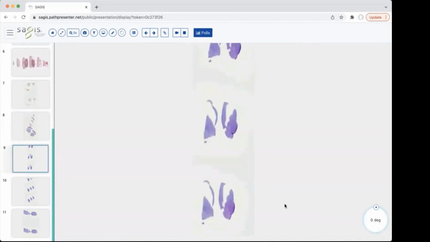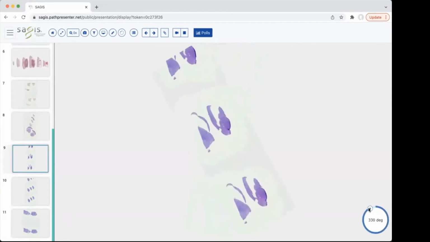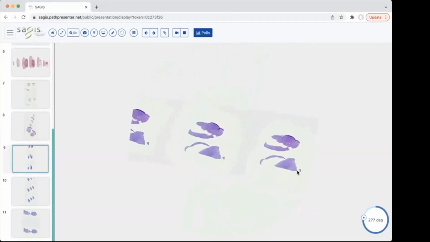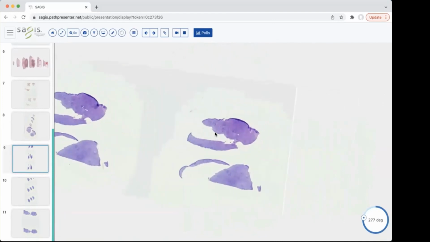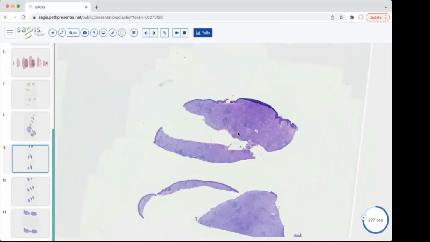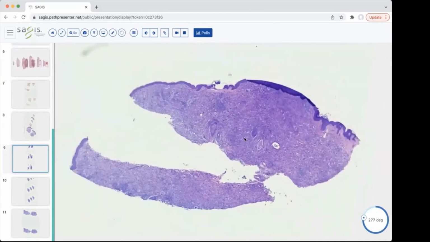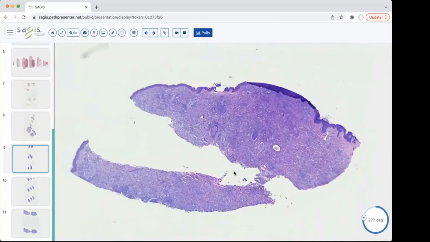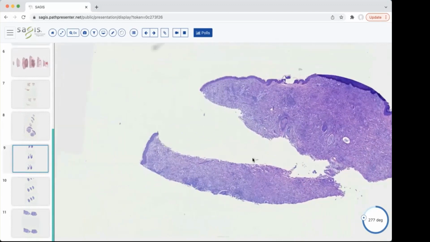Okay, the next case. At the low power, I think that you can tell that it's kind of a dense and diffuse infiltrate of a little bit more deeper purple or sort of blue cells.